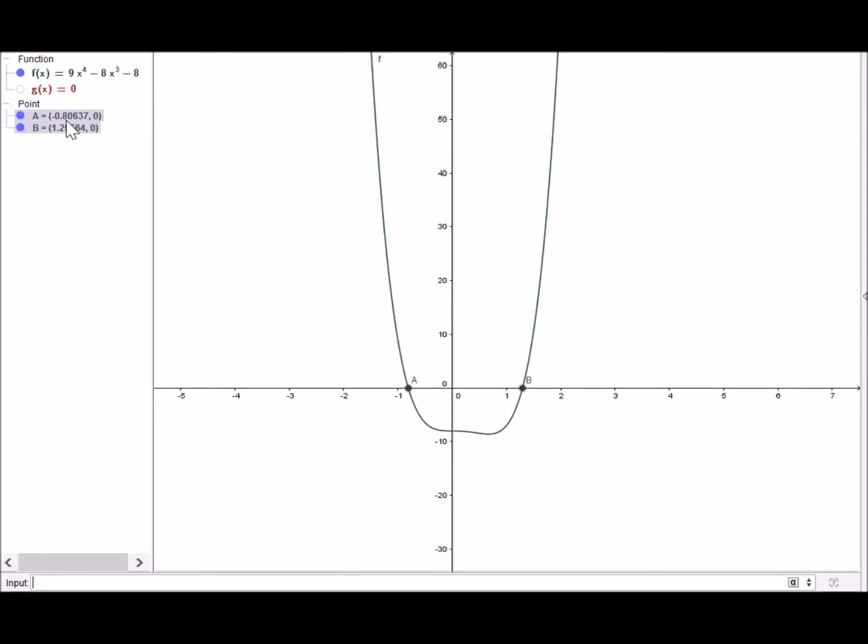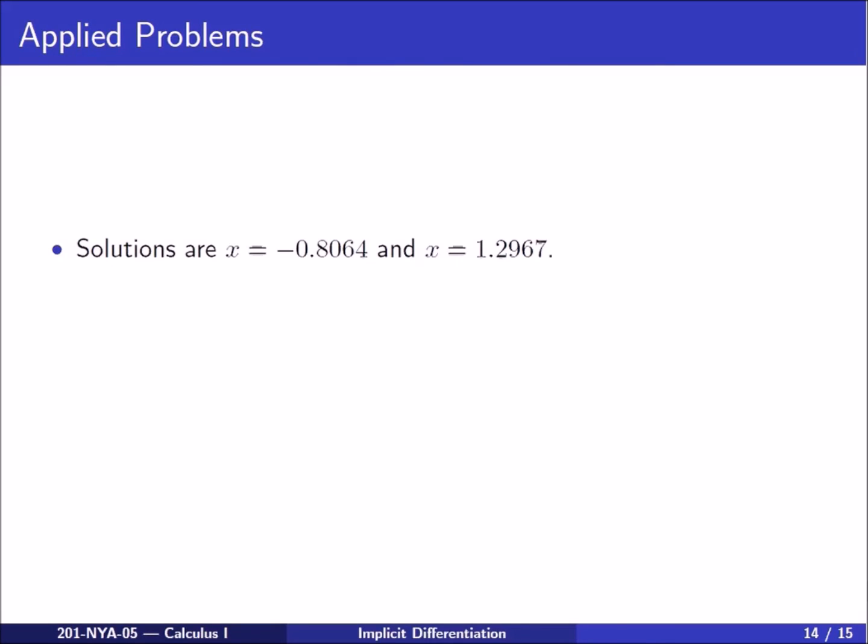It finds the two roots which are minus 0.80637 approximately. So it's giving values rounded off to the nearest fifth decimal, and 1.29664, which is the other point. With the solutions x equals minus 0.8064 and x equals 1.2967, we can obtain the y-coordinates by plugging those values in the equation y equals 3x squared over 2.